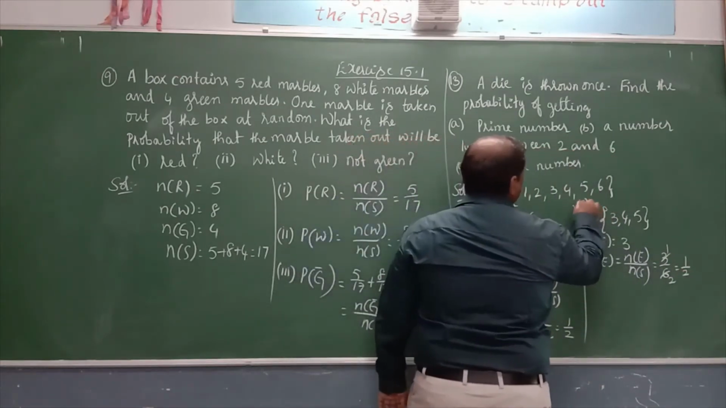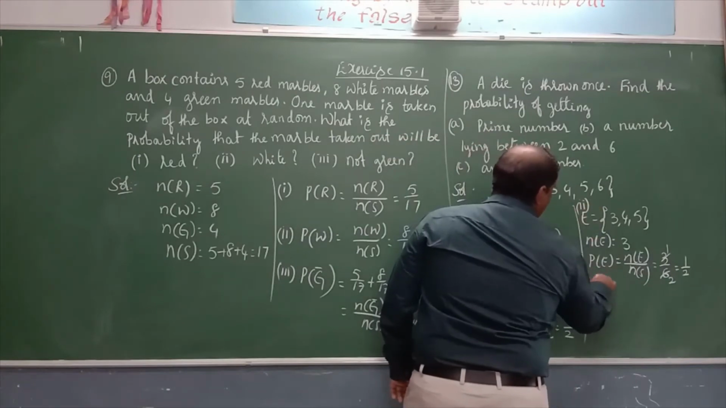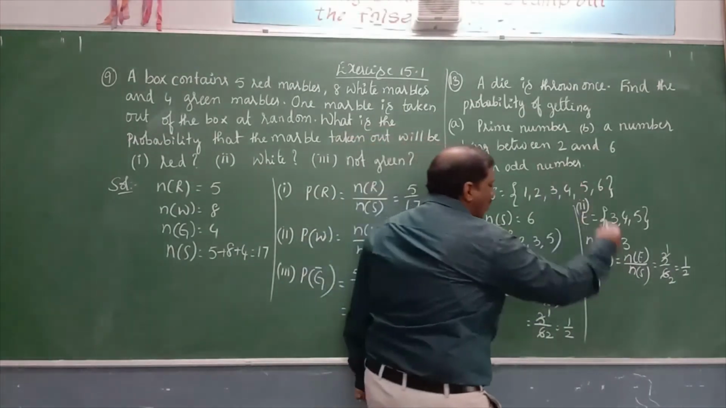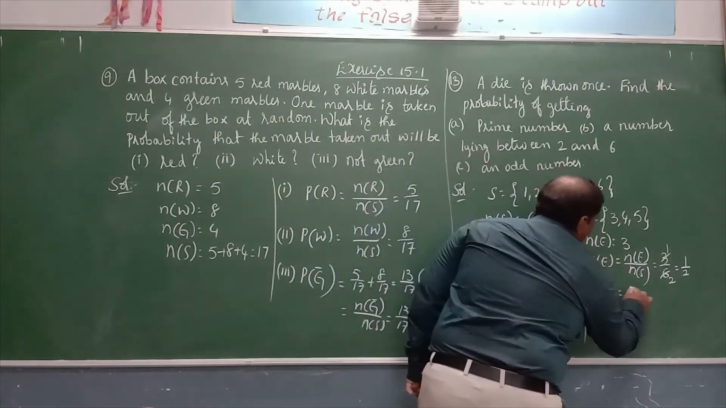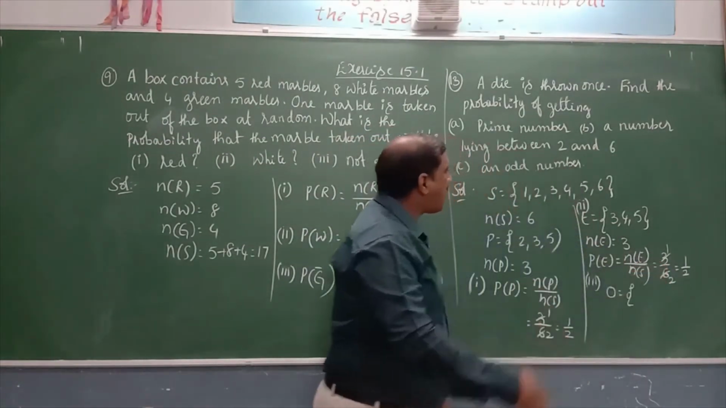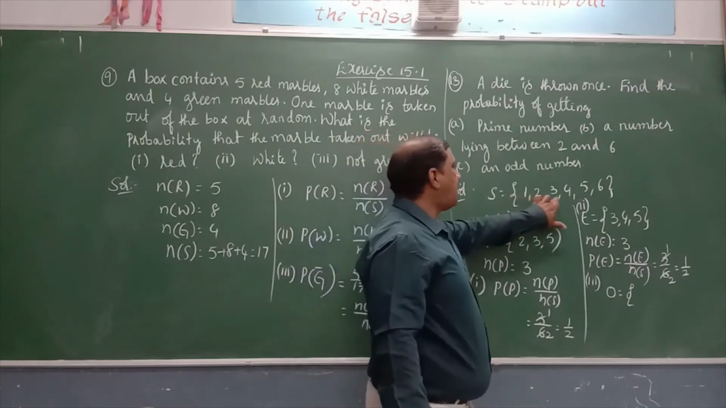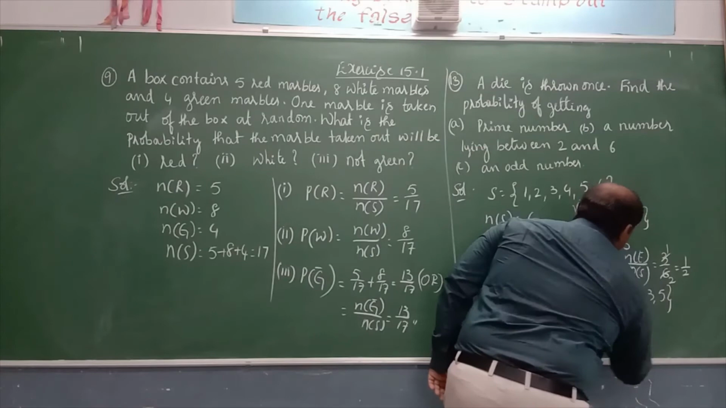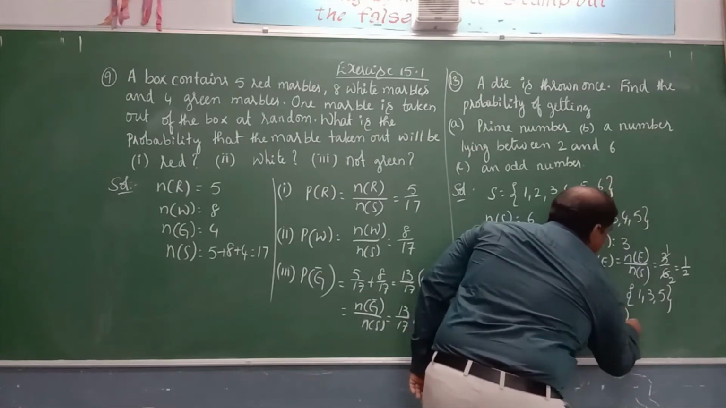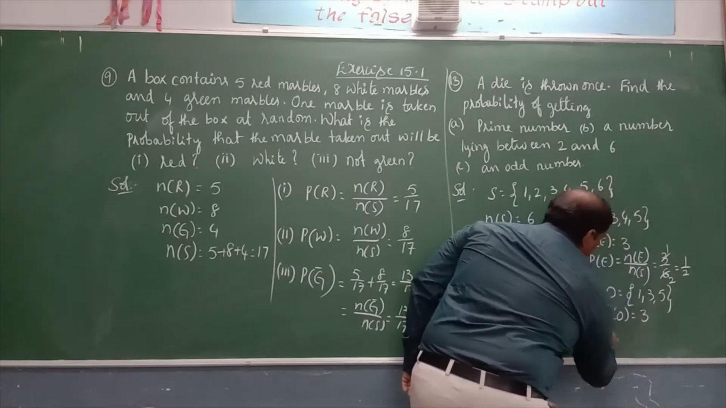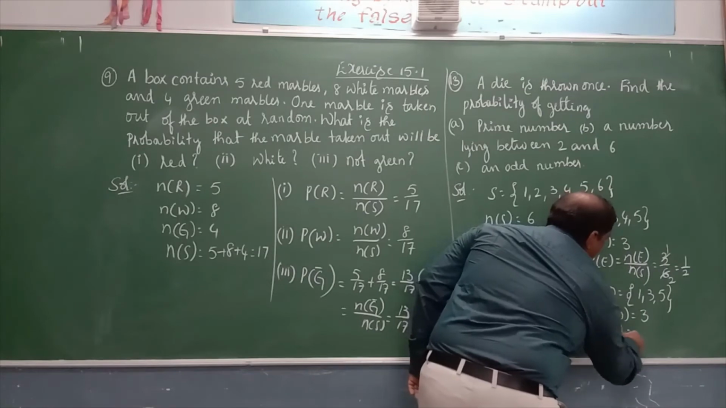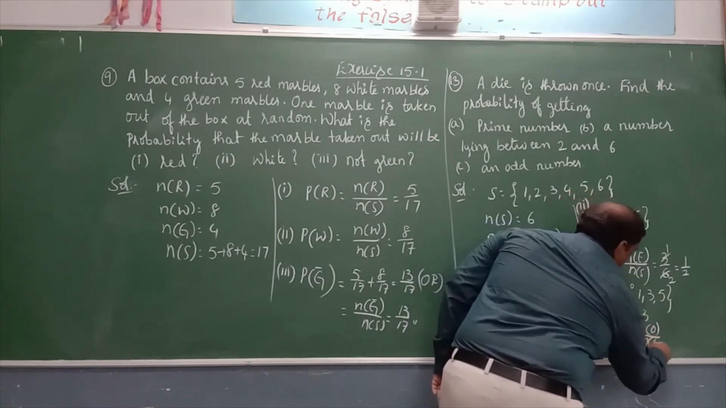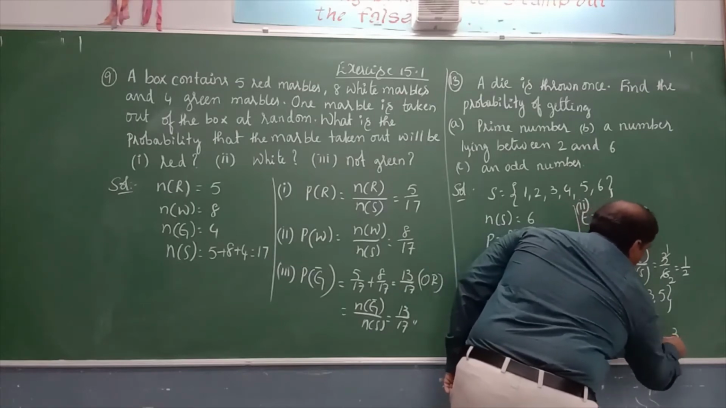Next it is the third case. The numbers are odd numbers. So I am taking O as the event. O stands for odd numbers. So how many odd numbers are there? 1, 3, 5. That is, n of O, where O stands for odd numbers, is 3. Therefore the probability of an odd number is equal to n of O divided by n of S. That is equal to 3 by 6.